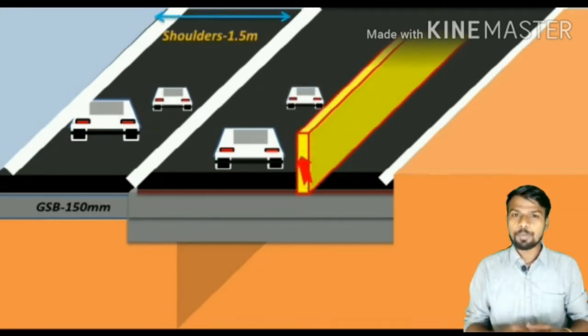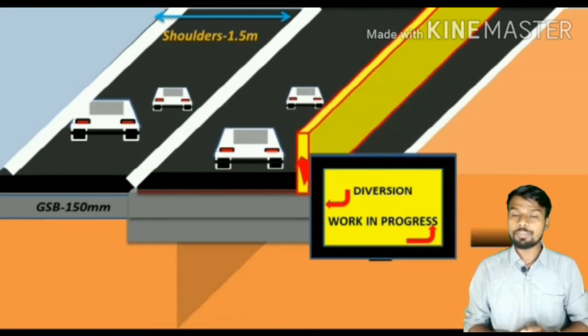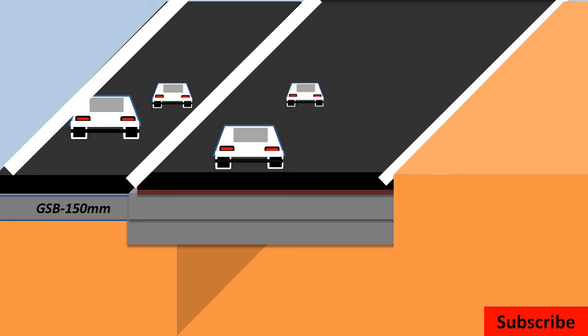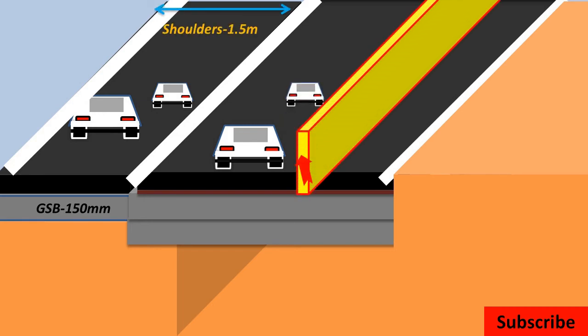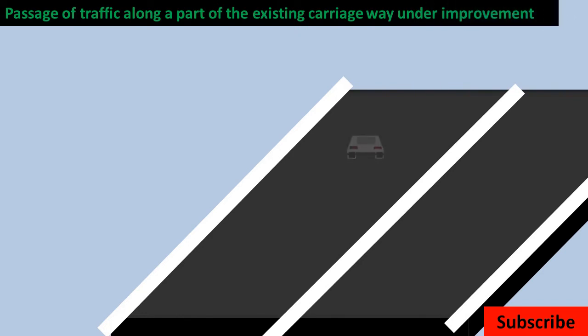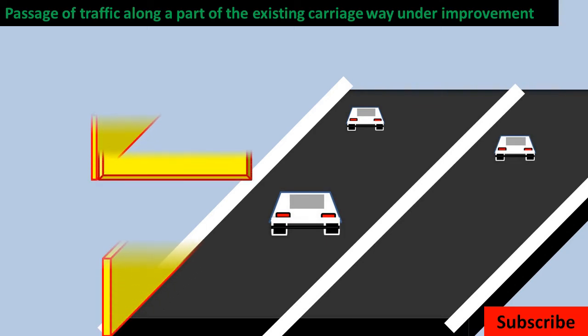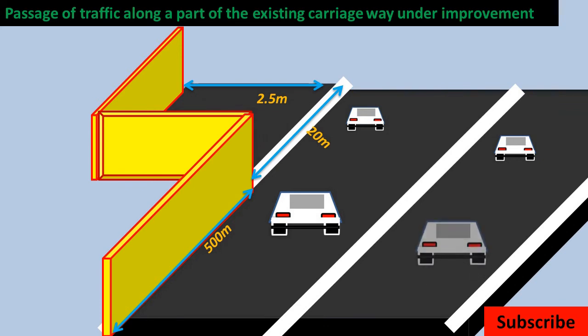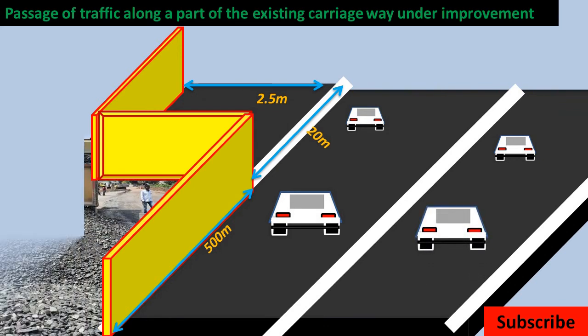The treated shoulder should be maintained throughout the period during which the traffic uses the same, to the satisfaction of the engineer. The continuous length in which such work shall be carried out would normally be limited to 0.5 km at a place. However, where work is allowed by the engineer in longer stretches, a passing place at least 20 meter long with additional paved width of 2.5 meter shall be provided at every 0.5 km interval.